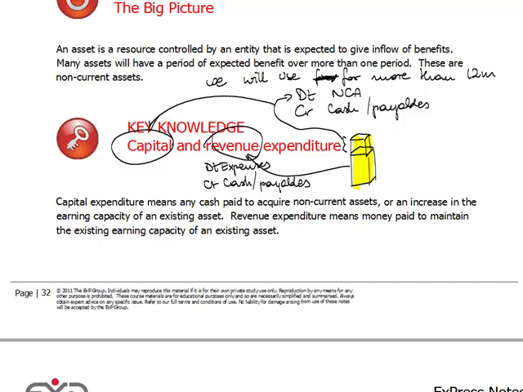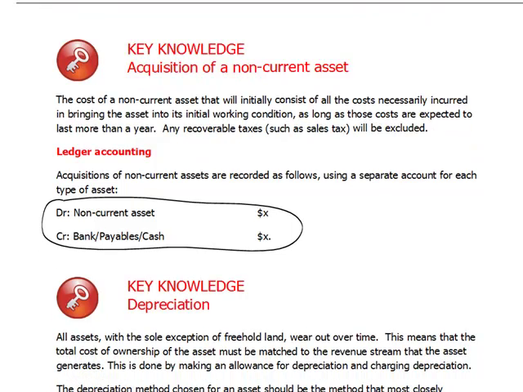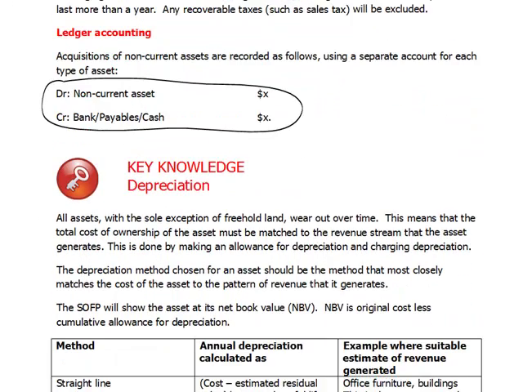Alright, that's capital and revenue expenditure. Everything that increases the revenue generating capacity of the asset will be capitalized and therefore will be a capital expenditure. Anything that just maintains or restores the revenue generating capacity of an asset is a revenue expenditure, and it will be shown as an expense. When we buy non-current assets, the accounting for it is the following. We debit non-current assets and credit whatever: bank, payables, or cash.